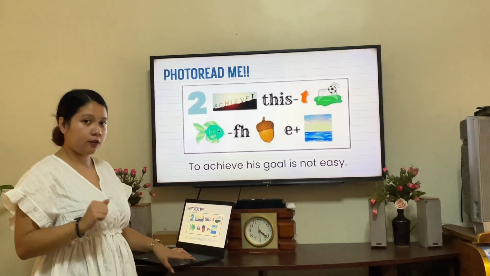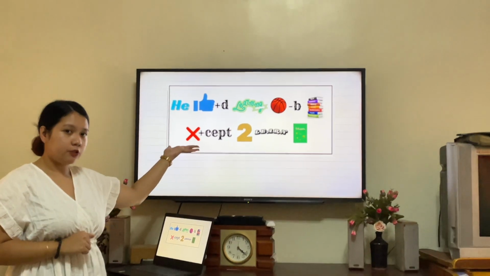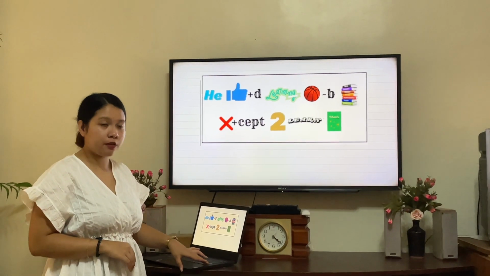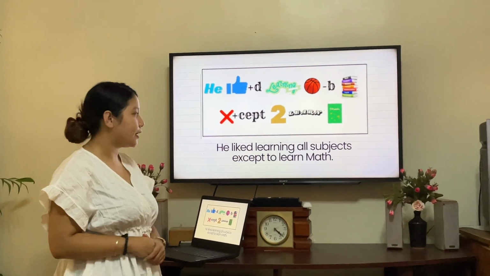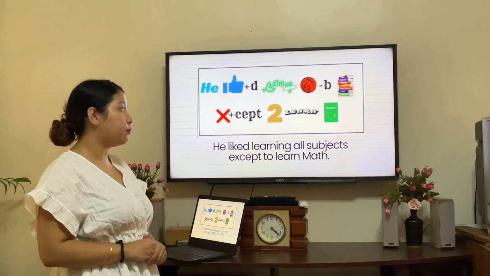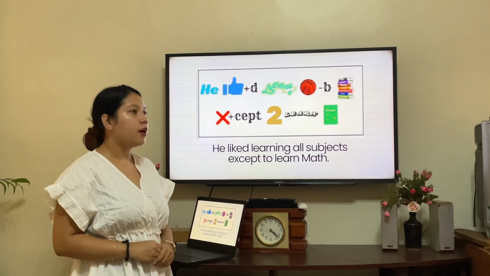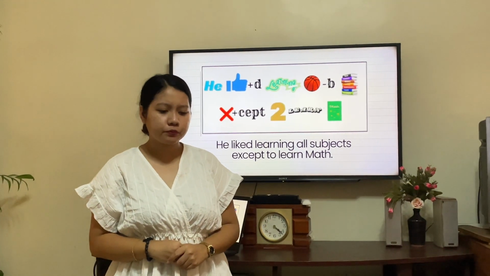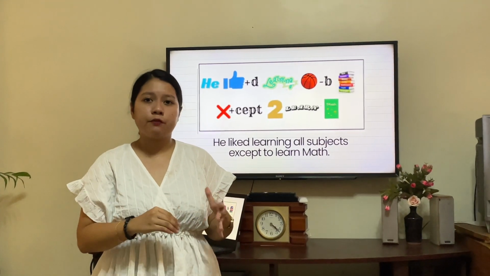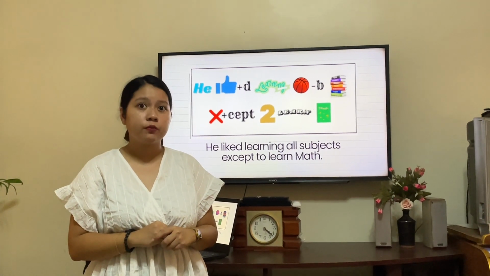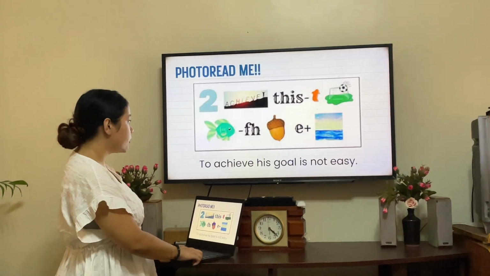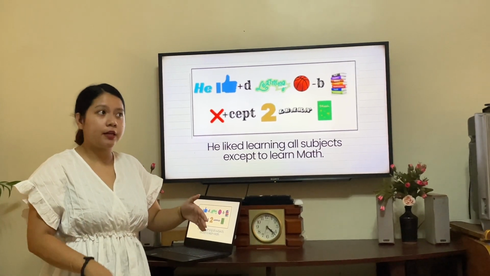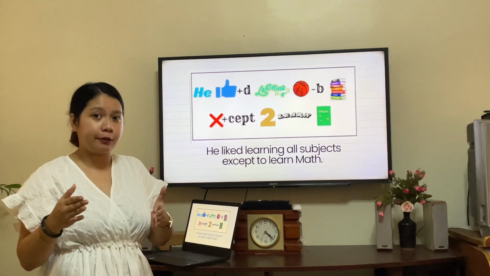Let's check the second one. You try this. Okay, so let us see if your answer is correct. Very good. He liked learning all subjects except to learn math. So, from these two sentences, what can you see? The similarities of these two sentences. That is correct. It uses to achieve, to learn. So it is like to plus verb.